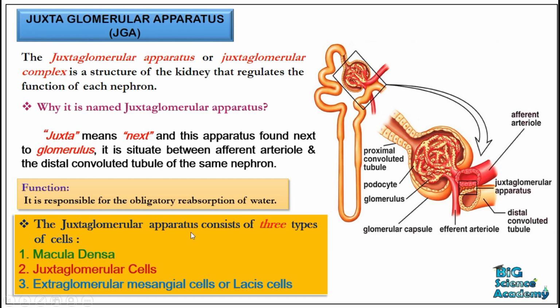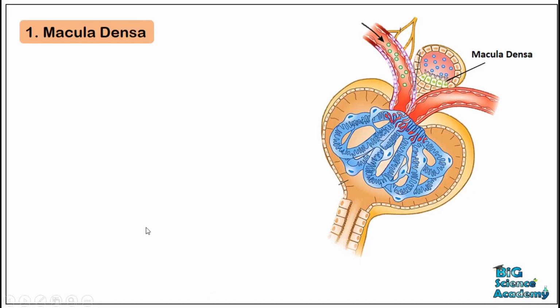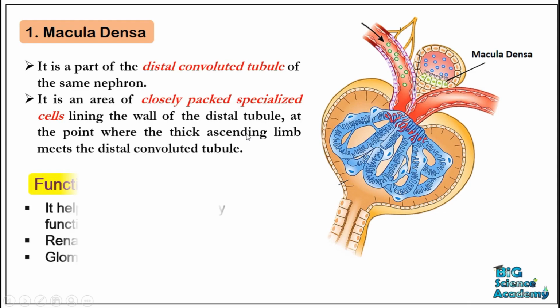This juxtaglomerular apparatus consists of three types of cells. The first one is the macula densa, the second one is the juxtaglomerular cells, and the final one is the extraglomerular mesangial cells, or Lacis cells. First we will discuss the macula densa. Here we can see the picture of the macula densa.